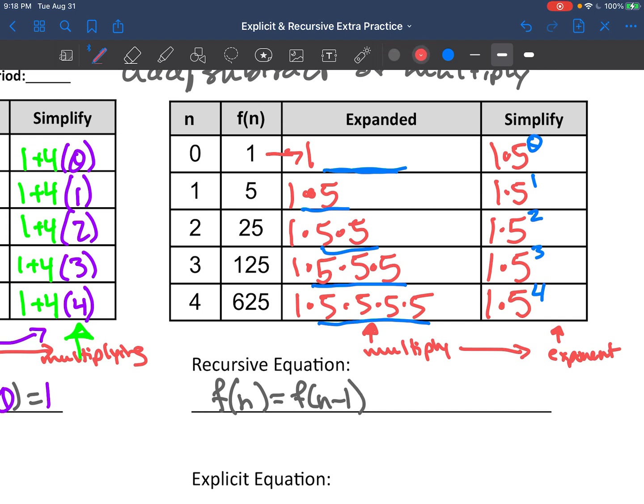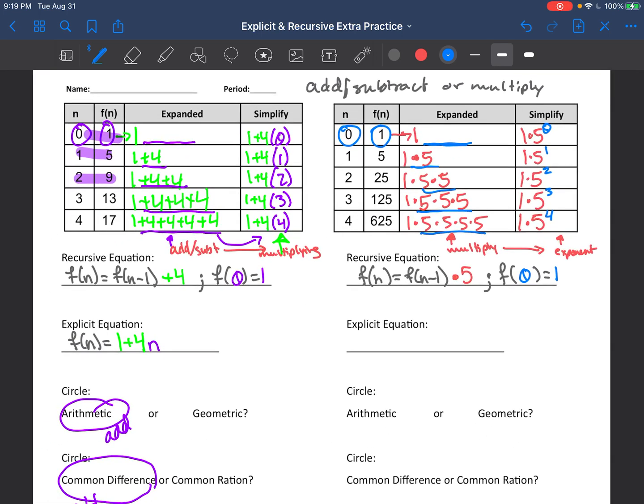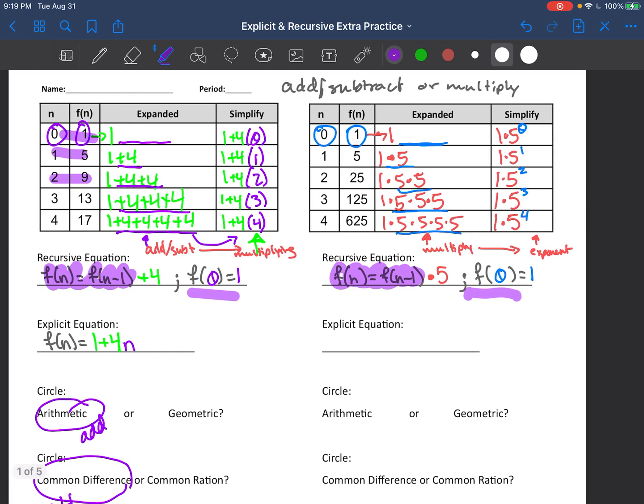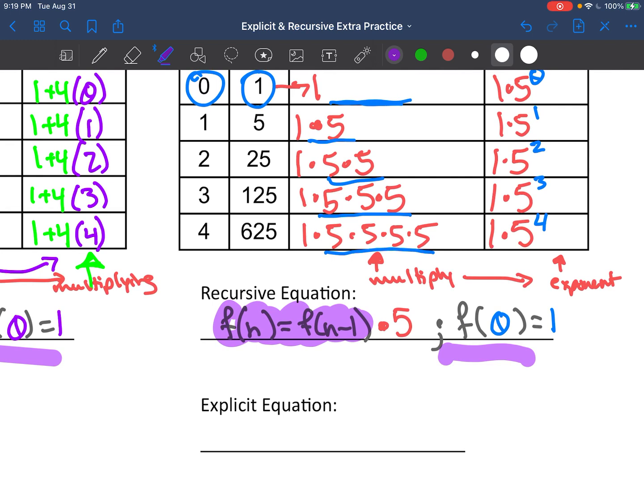So, looking at a recursive, always starts with f of n equals f of n minus 1. What math did we do down our table? We multiplied by 5. So that recursive don't be changing. Now again, we have to give our start value, so semicolon, f of something equals something. Well, in this case, our table started with a 0 and a 1. So we're going to have f of 0 equals 1. Okay? So see here real quick. They both started with f of n equals f of n minus 1, and they both give us a start value as well.